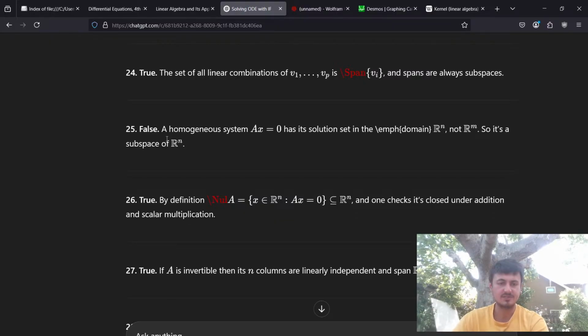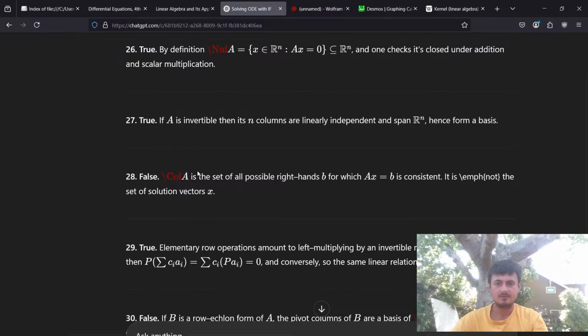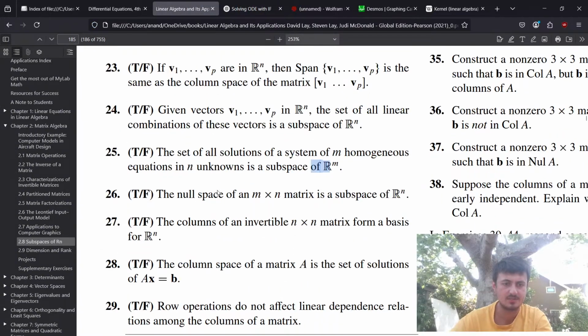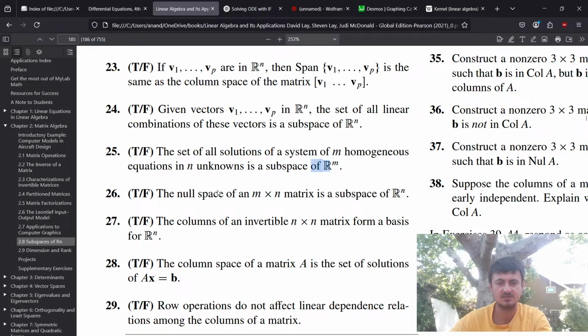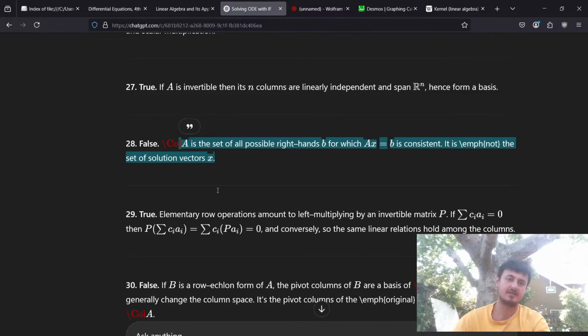Which I got. Okay, 27 is true. 28 is false. What was the question again? 28 was the column space is the set of solutions, but it's not. Yeah. And then 29 is true, and then 30 is false. All right, so we got all those right.